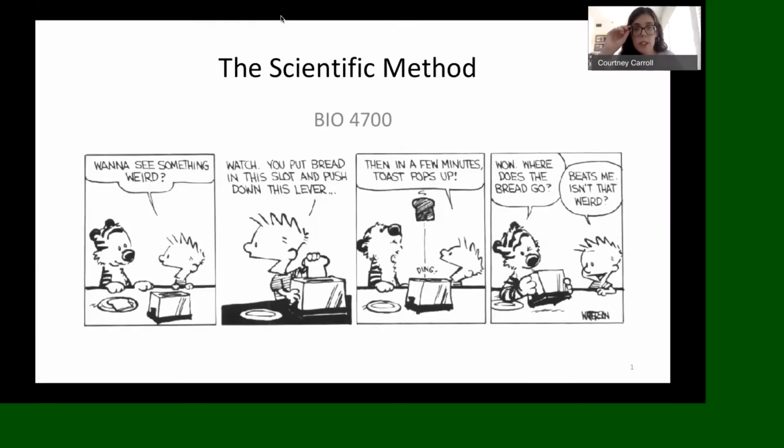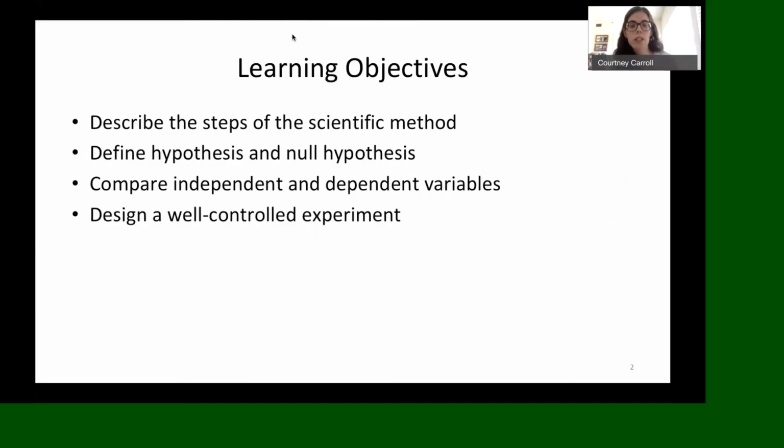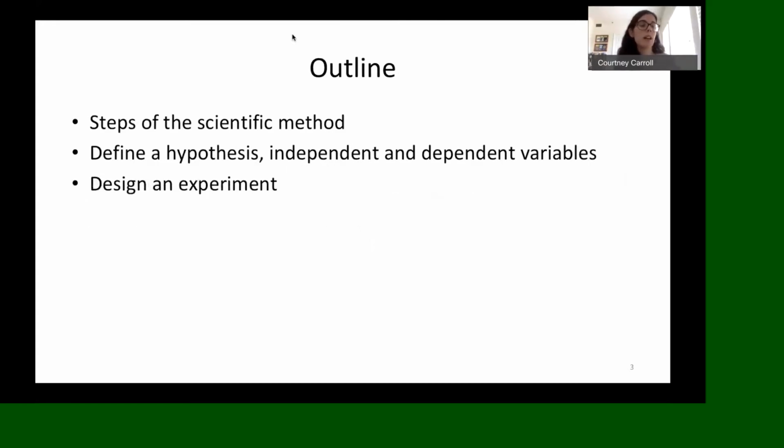So welcome to our first asynchronous video. This is going to cover the scientific method. And our learning objectives for this video are to describe the steps of the scientific method, to define some key terms like hypothesis and null hypothesis, as well as independent and dependent variable, and then to end by designing a well-controlled experiment. So to do that, we're going to talk about the steps of the method, talk about our definitions, and talk about experimental design.